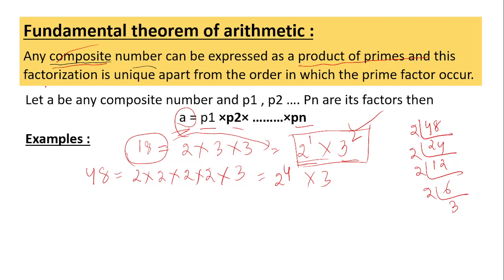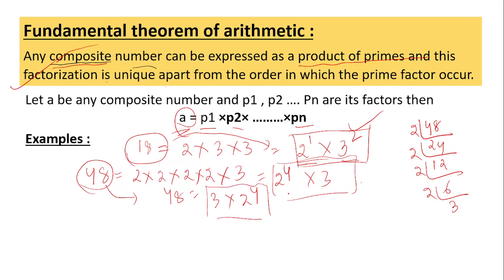This is clear. But look at this second statement. This factorization is unique apart from the order. Then what do you mean by order? Suppose you wrote 48 as 3 into 2 to the power 4. In the first line, you have written that as 2 to the power 4 into 3, but in the second line, it is written that 3 into 2 to the power 4. So the order is changed, but this is not totally different from each other. These are equal because we can write 3 into 5 as 5 into 3. So this is the change of order only.